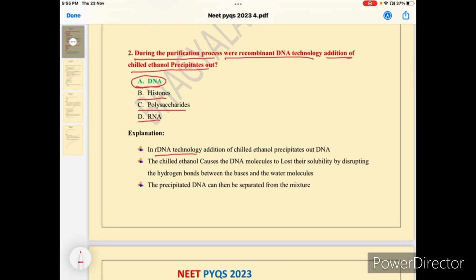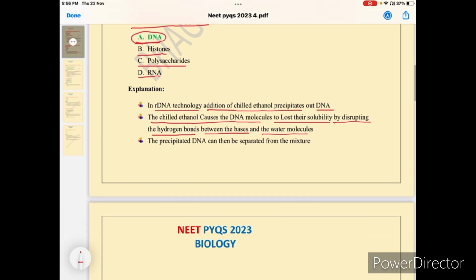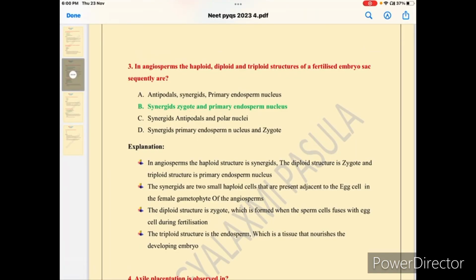In rDNA technology, addition of chilled ethanol precipitates out DNA. The chilled ethanol causes the DNA molecules to lose their solubility by destroying the hydrogen bonds between the bases and the water molecules. This precipitated DNA can be separated from the mixture. Let us see the next question.